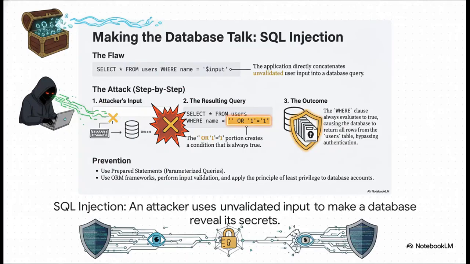Let's move on to another classic attack, SQL injection. This is where an attacker literally gets the database itself to spill all its secrets. Look at the flaw here. The application is just blindly sticking user input directly into a database query. So the attacker provides a username, but they sneak in a little bit of SQL code, OR 1=1. Well, since 1 always equals 1, the entire condition becomes true for every single user in the database. The database then just returns all of its data, completely bypassing authentication.